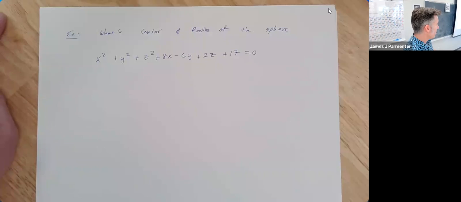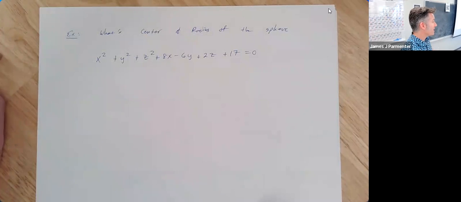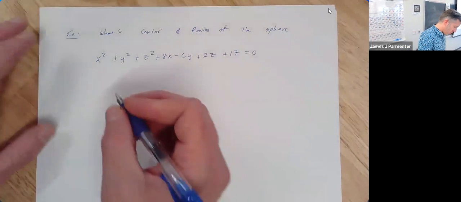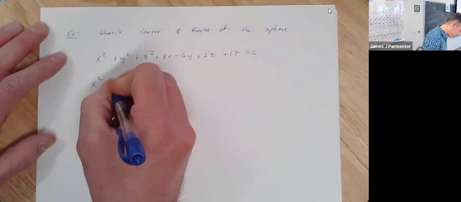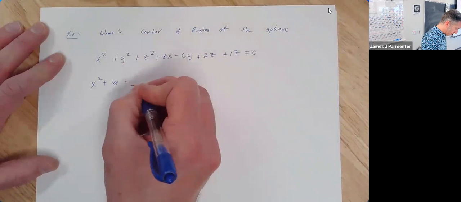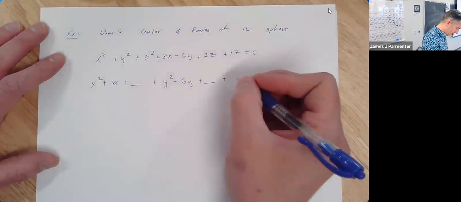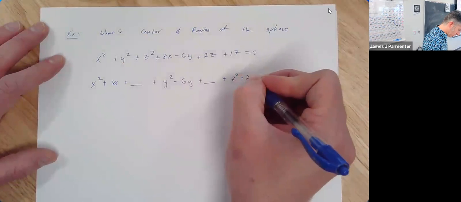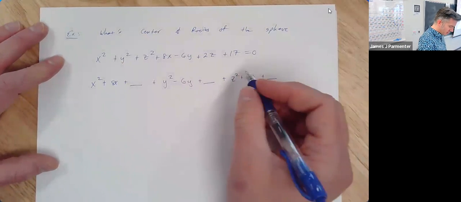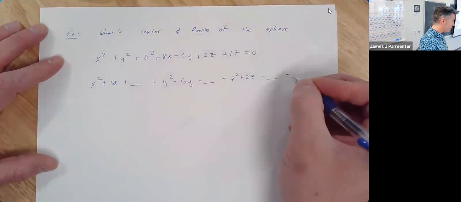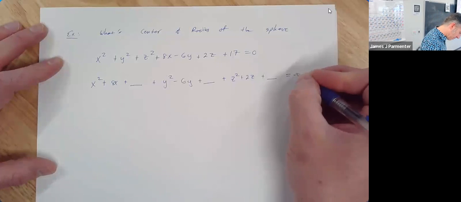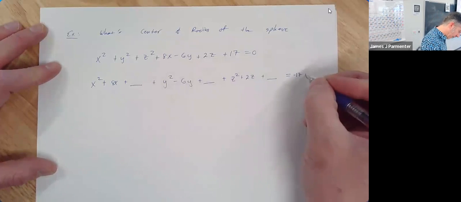But then to find the center and the radius, we have to do some work. We have to be able to write it in the standard way, which is the way we just talked about. And the way we do that is by completing the square. So we're going to group all the x's together. And I'm going to leave myself some space afterwards. The y's together, y squared minus 6y plus something. And the z's together, z squared plus 2z plus something. And then I'm also going to bring the 17 over to the other side as negative 17. And whatever I add on the left, I also have to add on the right.